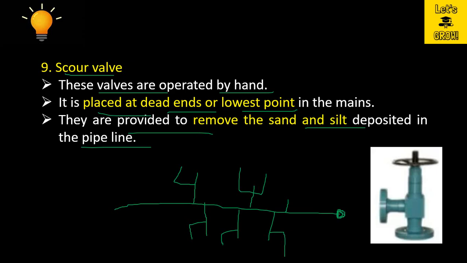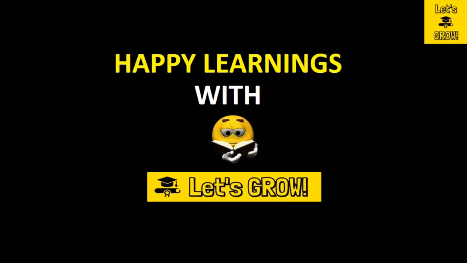So at this particular point, which is the lowest point or the dead end of the water distribution network, this type of scour valve is provided, so that whenever the water is passing through the system, they will simply open this valve, and whatever sand, silt or solid part is present in the water will flush out from here, correct? So this is a type of valve which helps to remove the sand and silt deposited in the pipeline. By flushing, or applying high pressure water in the system, all the settled sand and silt particles will be flushed out from here when we open this valve. So this is all about the types of valves.